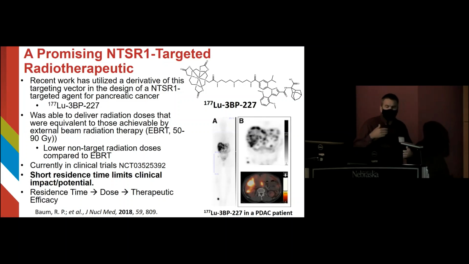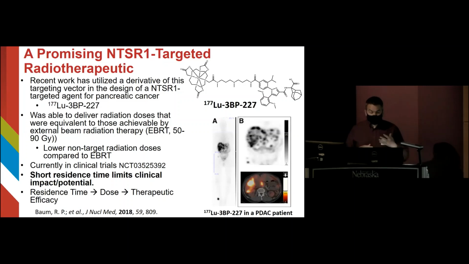So they did dosimetry based upon the imaging, and they found that the 3BP was able to generate similar radiation doses as compared to external beam radiation therapy. It also had lower non-target radiation toxicity. So it looked very, very appealing as a potential therapeutic. And so currently it's in phase 2 clinical trials. However, if you do look at the data, 3BP suffers from the same issues as most low molecular weight constructs. Its residence time in the tumor is relatively short.